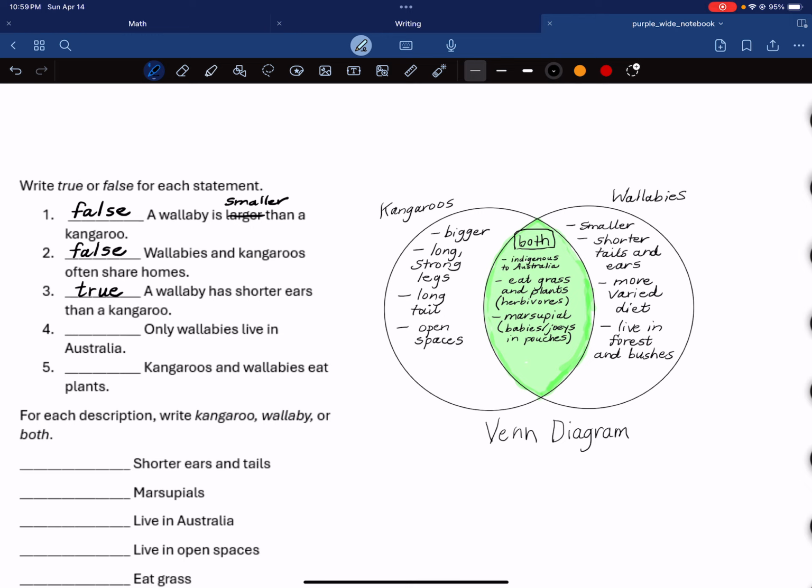Number 4, only wallabies live in Australia. That is a false statement. Both wallabies and kangaroos live in Australia. Kangaroos and wallabies eat plants. That is a true statement. They are both herbivores. They eat plants and grasses, although the wallabies eat a little bit more varied diet. They still just eat plants.